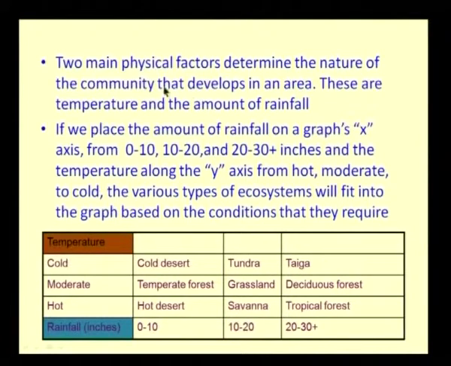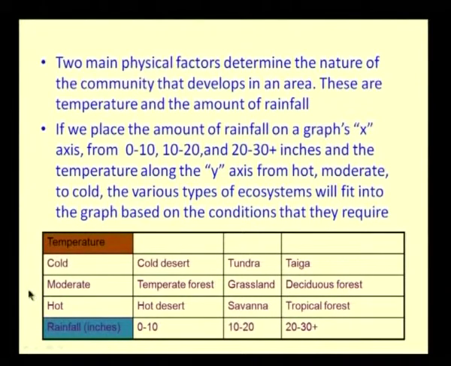Now, two main physical factors determine the nature of the community that develops in an area: temperature and the amount of rainfall or precipitation. If we place the amount of rainfall on the graph's x axis from say 0 to 10, 10 to 20 and 20 to 30 plus inches, and temperature along the y axis from hot, moderate to cold, you find various types of ecosystems which will fit into the graph based on the conditions that they require.